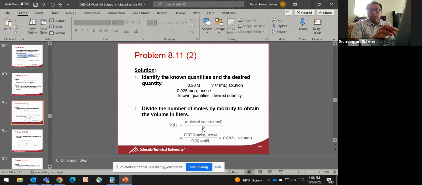So 0.025 moles of glucose is the quantity of the solute. The concentration is 0.3 moles per liter. Moles and moles get cancelled. The liter goes to the numerator. So 0.025 divided by 0.3 gives you 0.083 liters of solution.